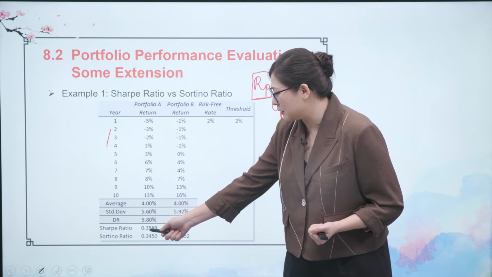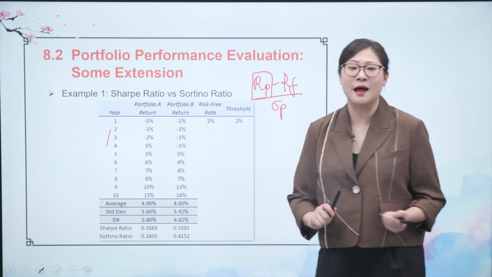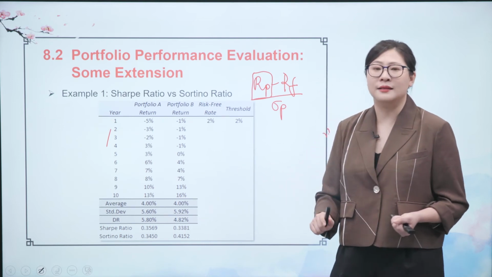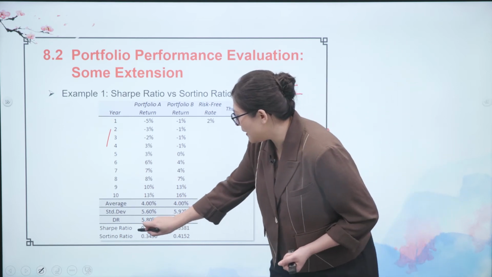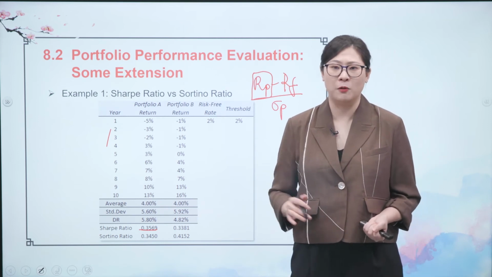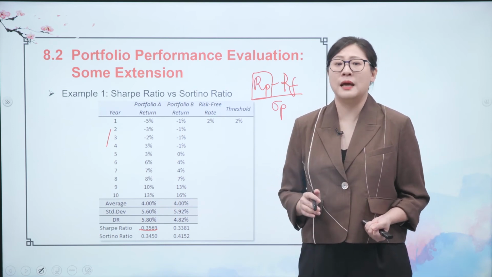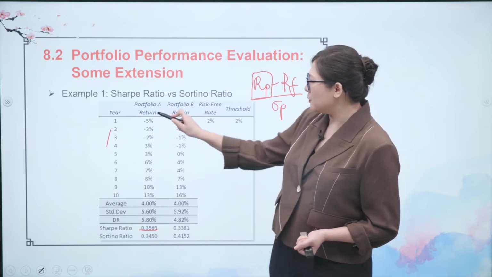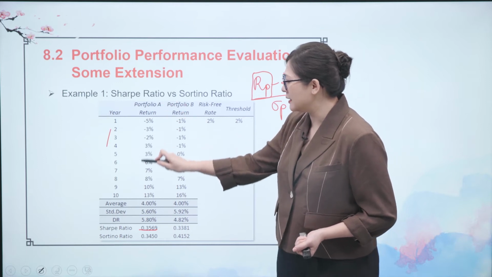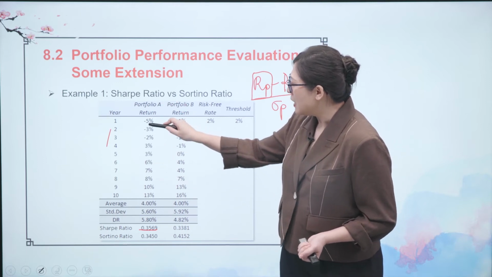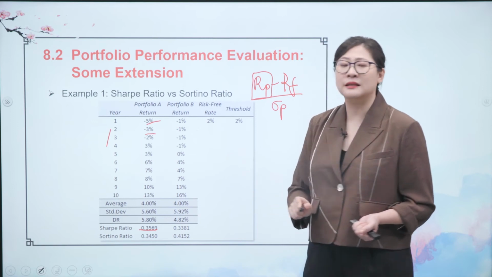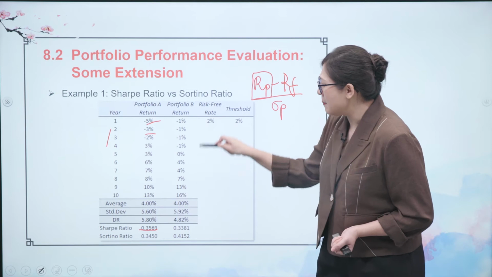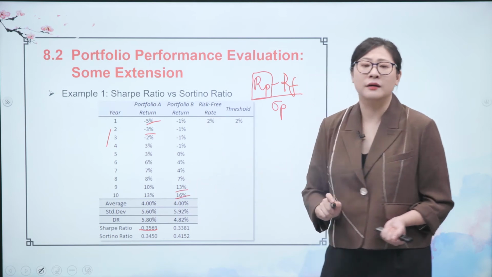So we get the result, 0.3569. And same for portfolio B, 0.3381. So definitely based on the Sharpe ratio, we will choose portfolio A. But the problem is, we go back to our original data. Let's have a look. Portfolio A, the return for these 10 years, you can have a look. We have some big decreases. And for portfolio B, we have some higher increases.